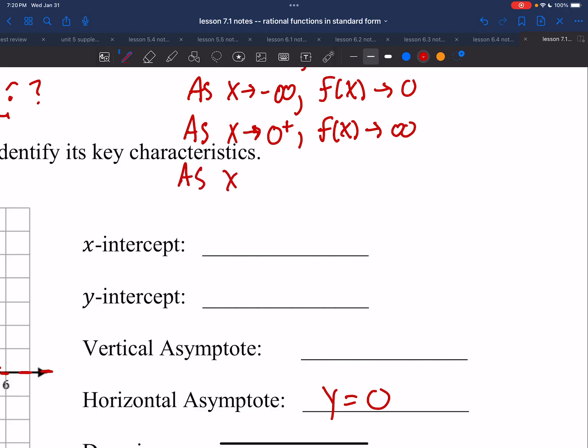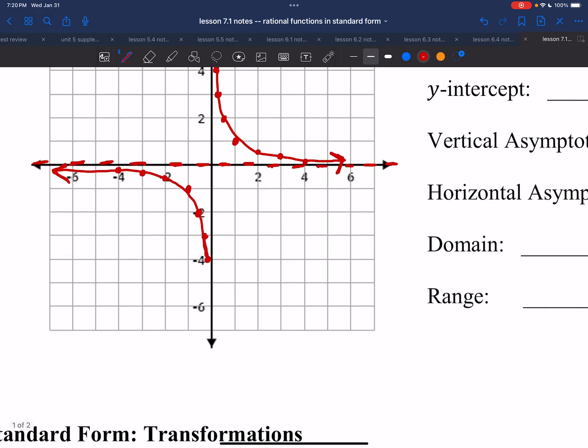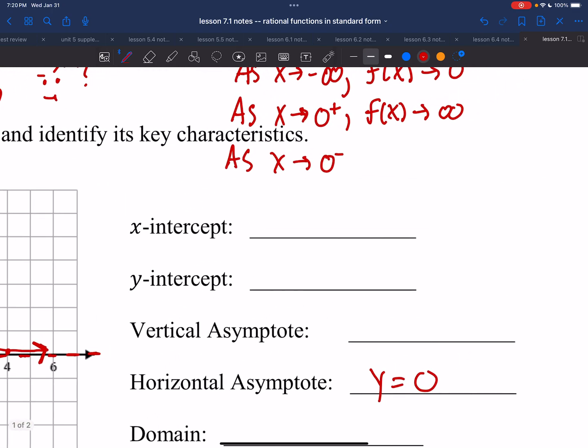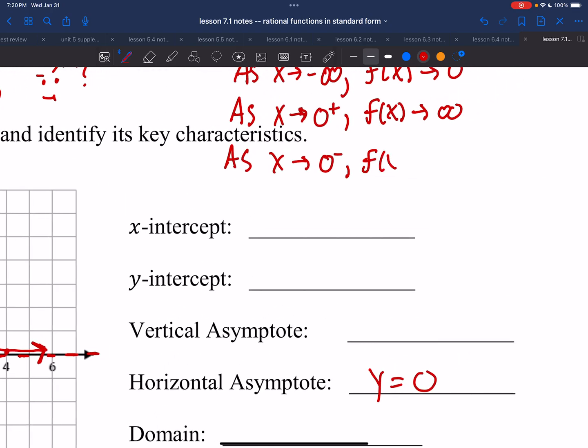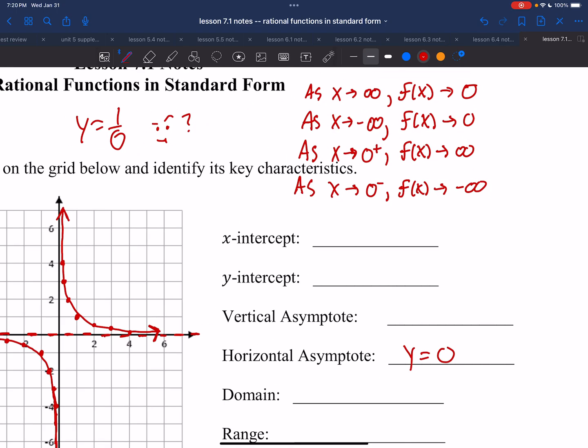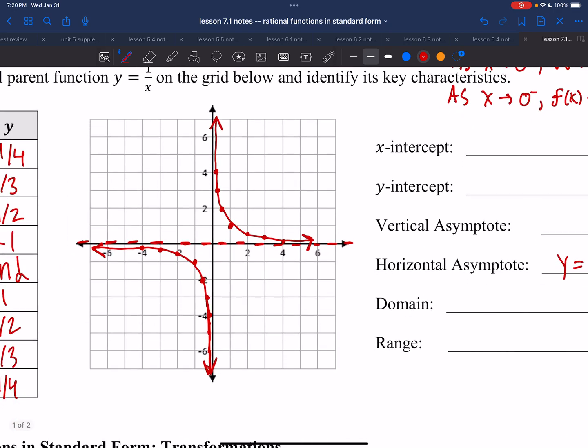If I do the left side, you can see it's going to be the opposite nature. It's going to go down and down and down. It's going to reach towards negative infinity. So f of x will approach negative infinity. Okay? And I put a little negative because it's coming from the left. You'll see that notation a lot in calculus and pre-cal.